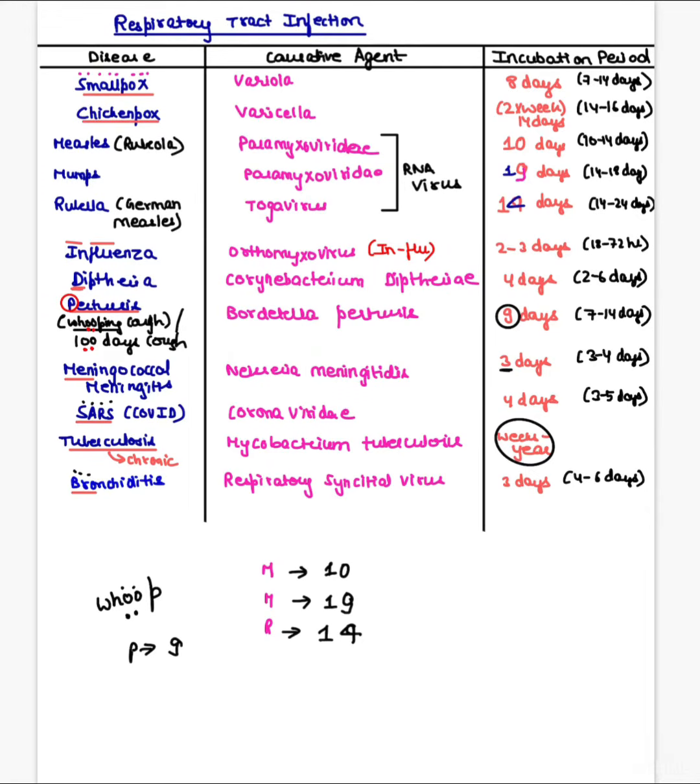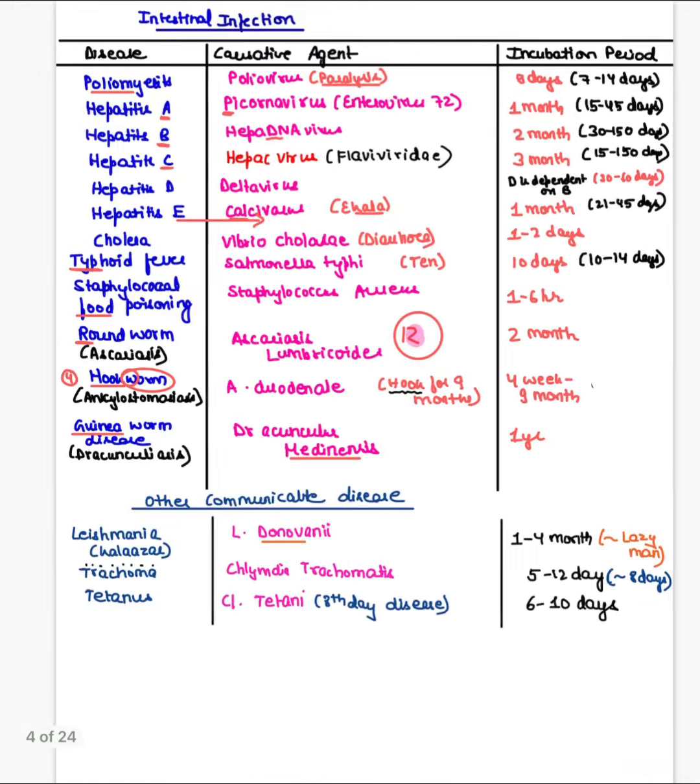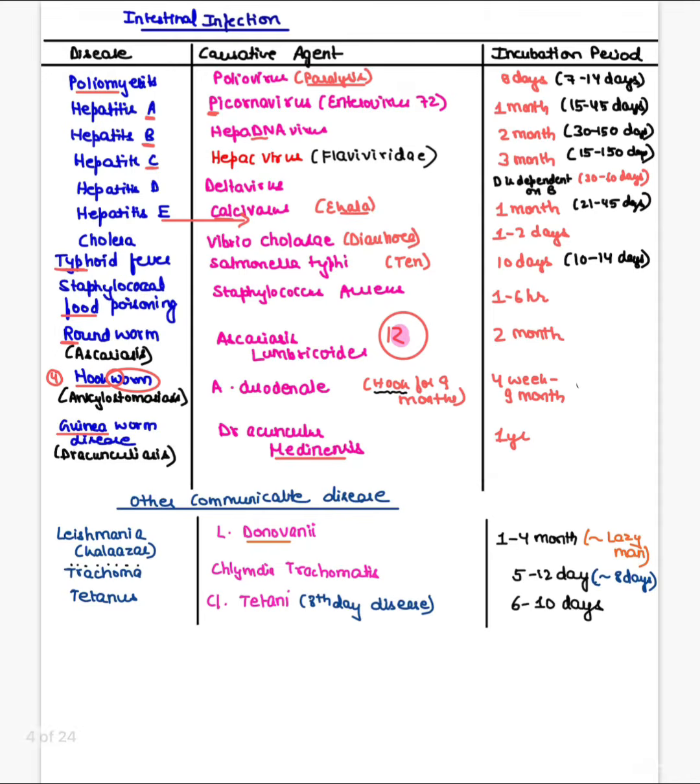Okay, if it is not making sense, we go to the full name, guys. So this is about your respiratory tract infection. Now coming to your intestinal infection, see poliomyelitis, guys. If you try to remember this poliomyelitis, count the number of letters: 1, 2, 3, 4, 5, 6, 7, 8, 9, 10, 11, 12.